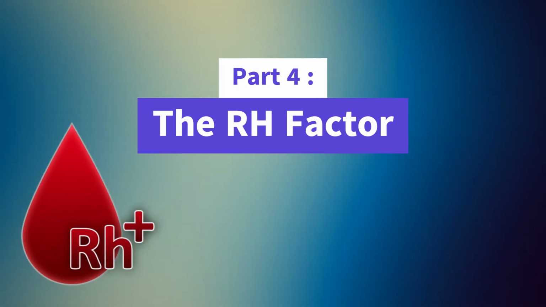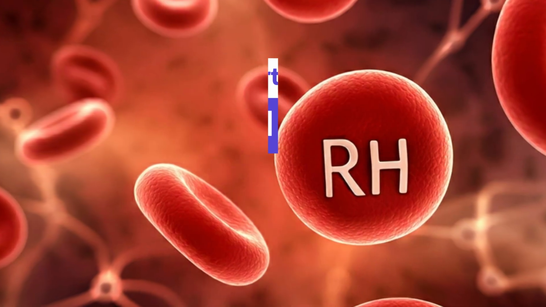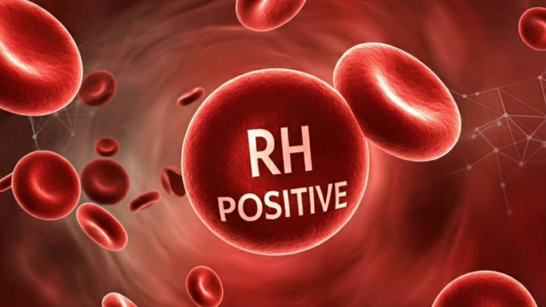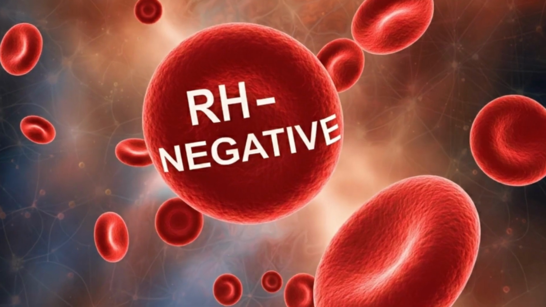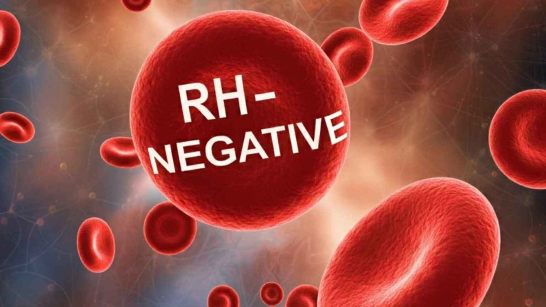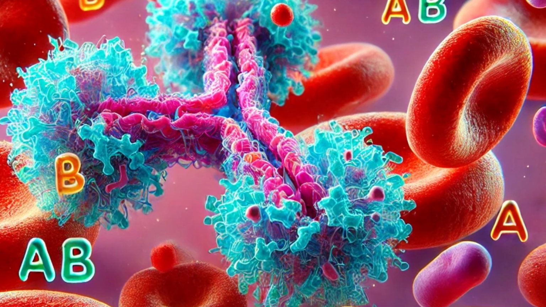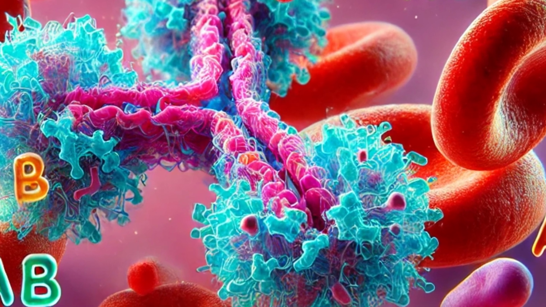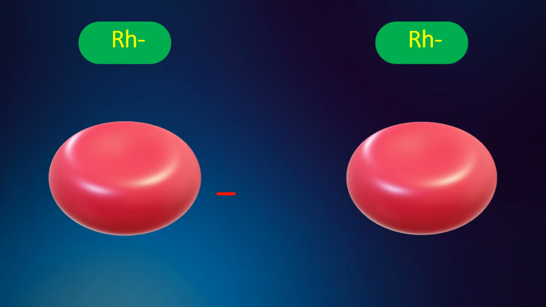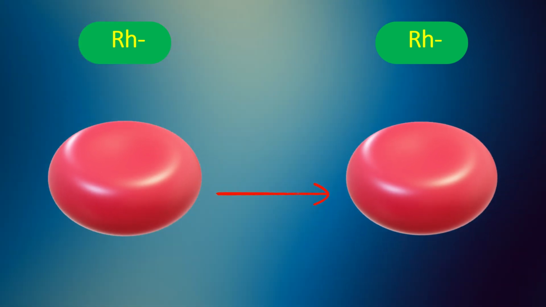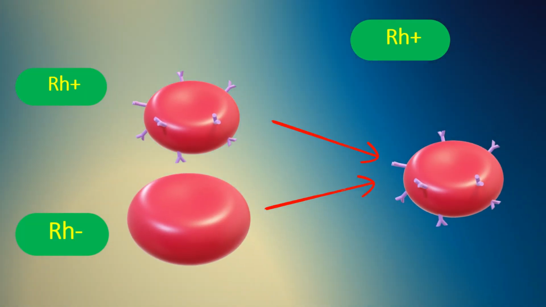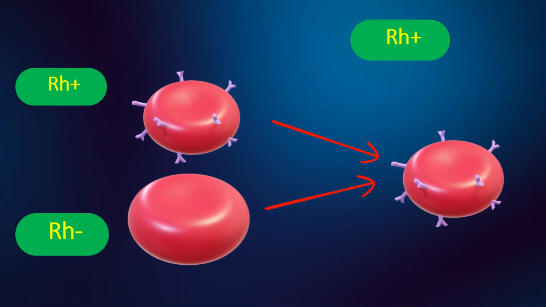Now, let's add another layer, the Rh factor. The Rh factor is an antigen that can either be present, Rh positive, or absent, Rh negative. This means your blood type could be A+, A-, O+, or O-, depending on the Rh factor. Here's why it matters. Rh negative individuals can only receive Rh negative blood. Rh positive individuals can receive both Rh positive and Rh negative blood.